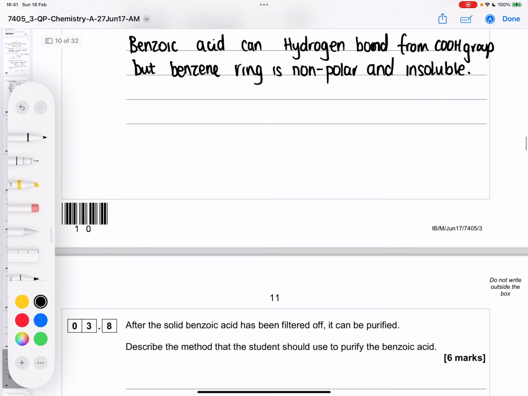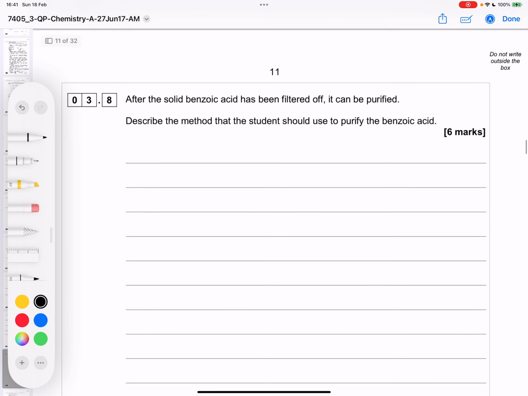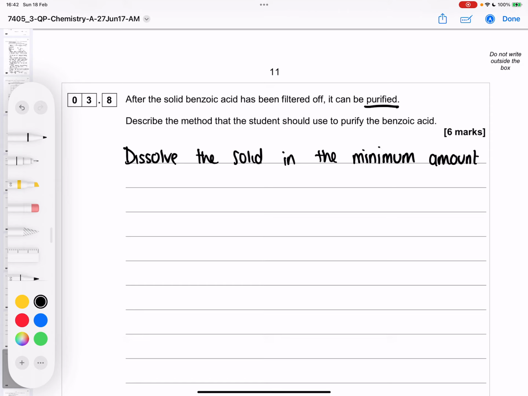And then the question continues. After the solid benzoic acid has been filtered, it can be purified. So this is a hint back to the required practical. So how do you do recrystallization? So you would dissolve the solid, in this case the benzoic acid, in the minimum, that's important, you want to be a saturated solution, you don't want it to be hard to get back, the minimum amount of hot solvent.